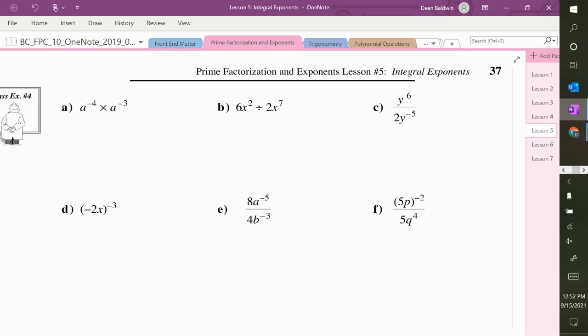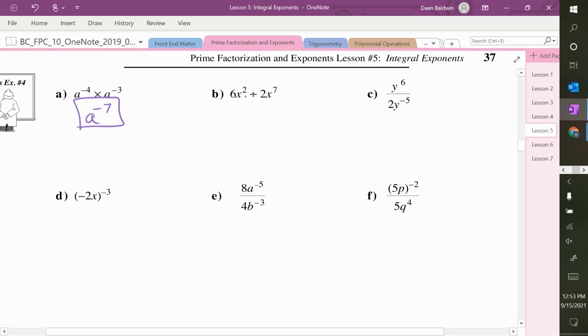All right. A to the negative 4, a to the negative 3. Are the bases the same? So what do you do with the exponents? Add them. What's negative 4 plus negative 3? Negative 7, peoples.